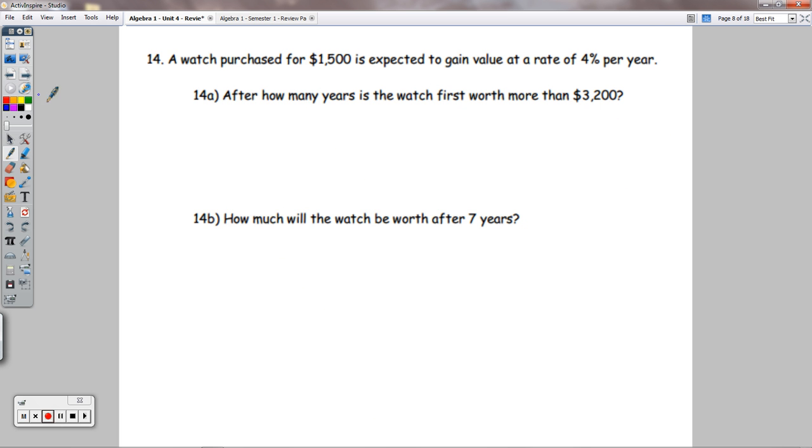Moving on from there, let's check out number 14. A watch purchased for $1,500 is expected to gain value at a rate of 4% a year. So this one, your R value is 0.04. Move that decimal 2 spots to the left. It's always 2 spots to go from a decimal to a percent or percent to a decimal. This is going to be our initial value right here.